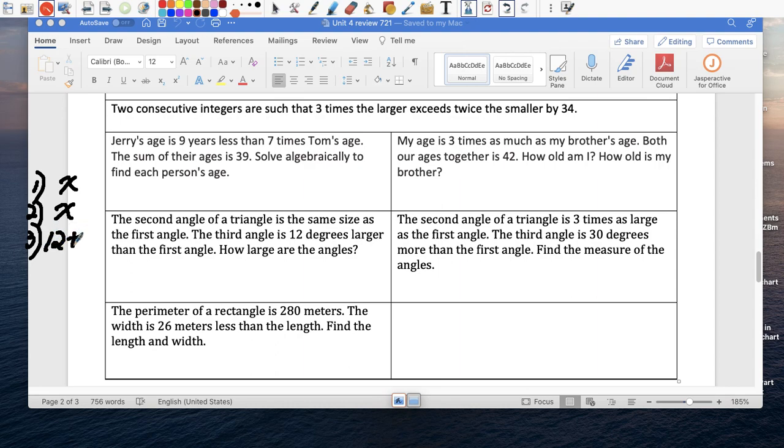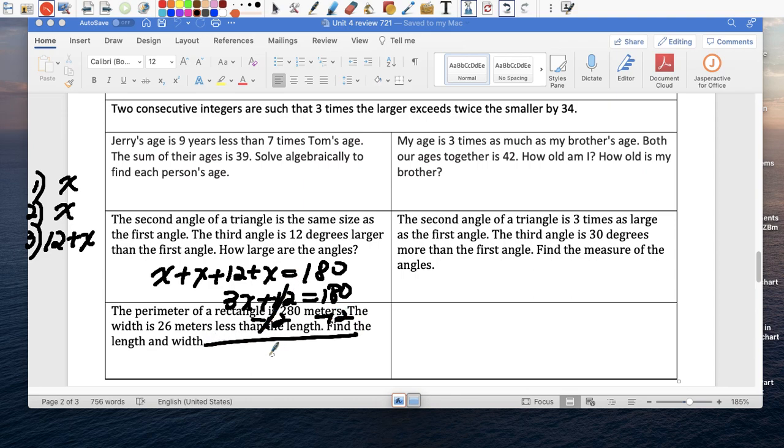The third angle is 12 degrees larger than the first. 12 larger means plus x. How large are the angles? So angle 1 plus angle 2 plus angle 3, x plus x plus x plus 12 equals 180. Combine like terms, we get 3x plus 12 equals 180. Minus 12, 3x equals 368. That's not divisible by 3 either.